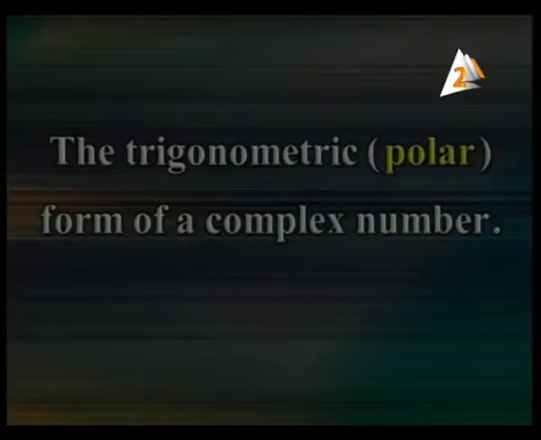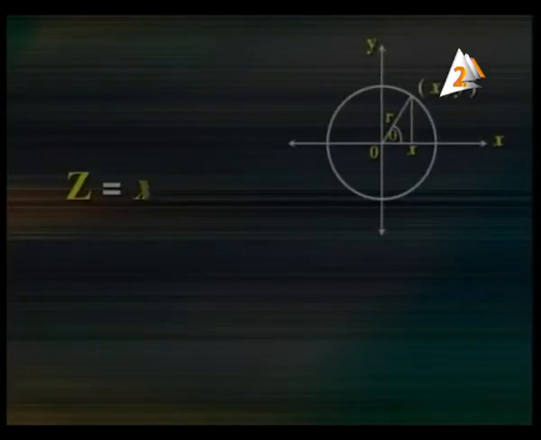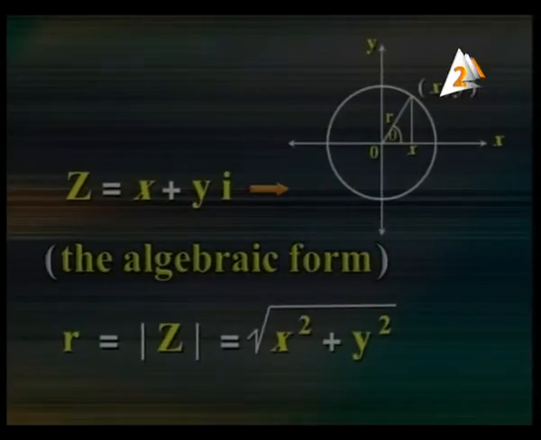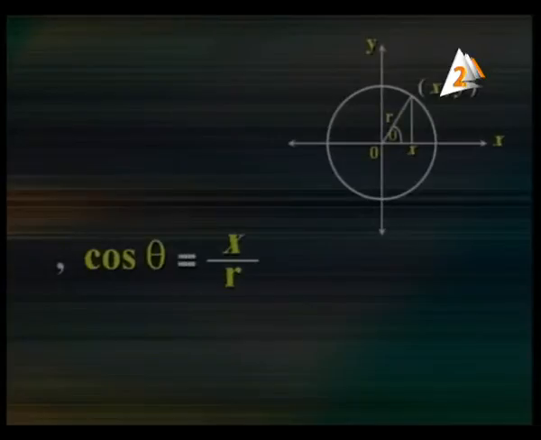Trigonometry, polar form of complex number. Now we translate to another title. It's called the trigonometric or polar form of a complex number. Look, student. Z equals x plus yi: x imaginary, x real, y imaginary. Algebraic form. R equals, what is R, the modulus of z? R equals the square root of x power 2 plus y power 2. Dear student, R equals modulus of z equals the square root of x power 2 plus y power 2.